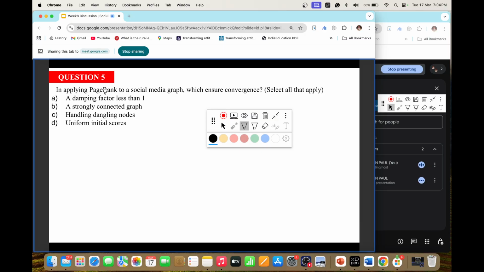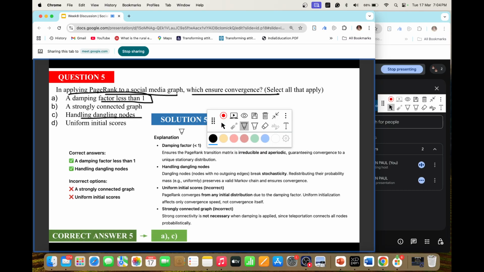In applying PageRank to a social media graph, which ensured convergence: A, a damping factor less than 1; B, a strongly connected graph; C, handling dangling nodes; or option D, uniform initial scores. Okay, so definitely a damping factor less than 1 helps, and then handling the dangling nodes. So option A as well as option C is the correct answer.